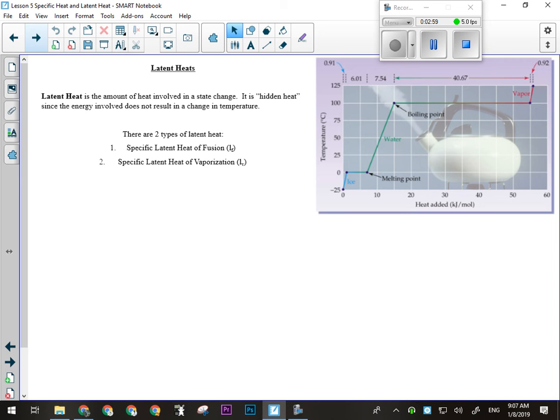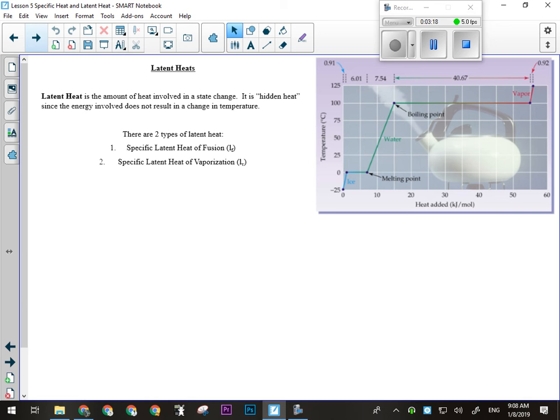So the only way to increase the thermal energy of something is to expose it to heat. Everyone all right with that? Right, make it get hotter. But as we know, all things change state at some point. So we're going to use water here because water is the most common example for us.